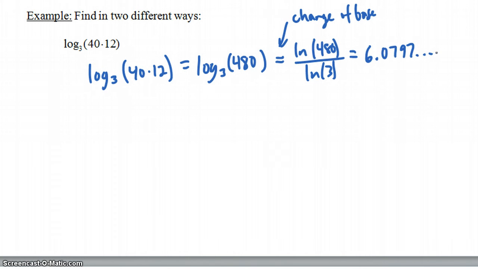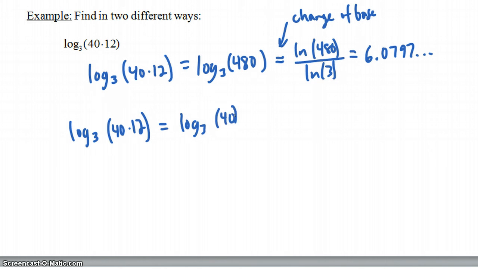0.0797, and there were some decimals after that. Okay, so that was one way to do it, was just to multiply the 40 times the 12. Well, another way to do it would be log base 3 of 40 times 12 is the same thing as log base 3 of 40 plus log base 3 of 12, right? That's the product property of logarithms.